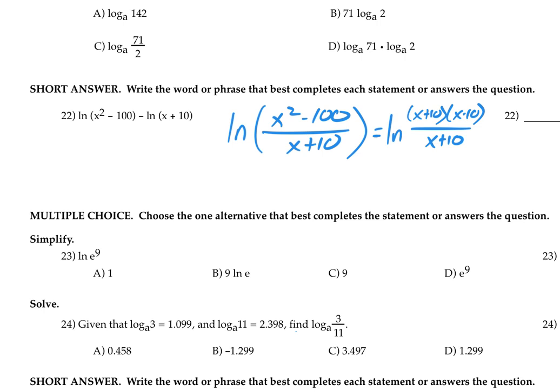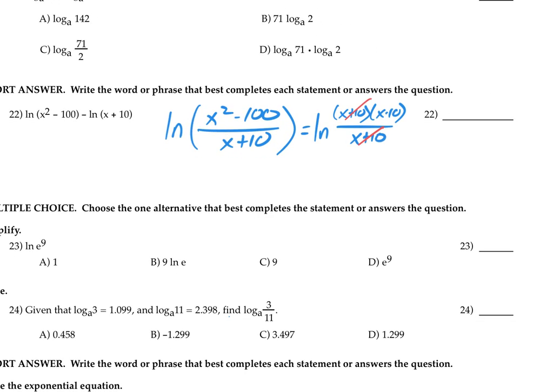Every once in a while, some factoring will pop up. And so what we can do then is I can knock those x plus 10s out. And then we're simply just left with the ln of x minus 10. There's nothing left on bottom. So if we can factor it and simplify it, then we want to do that instead of leaving it like this.